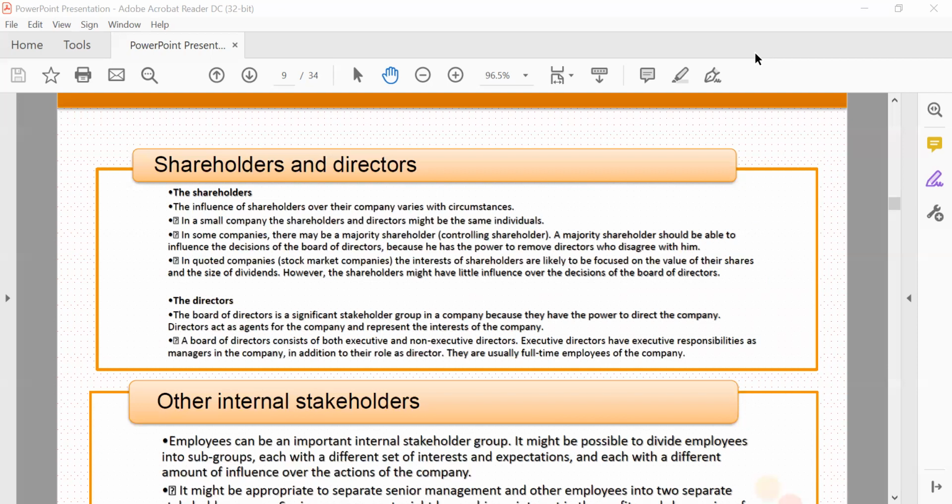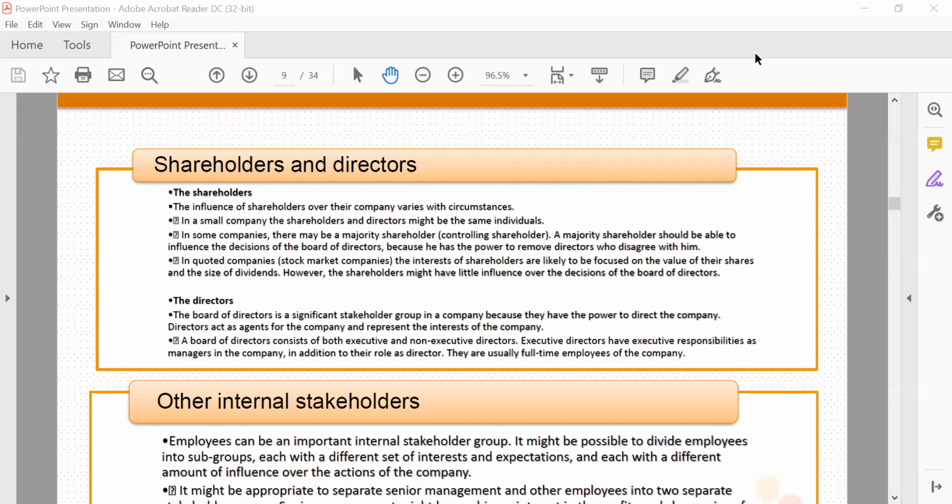In quoted companies or stock market companies, the interests of shareholders are likely to be focused on the value of their shares and the size of their dividends. It's very, very important. However, the shareholders might have little influence over the decisions of the board of directors.